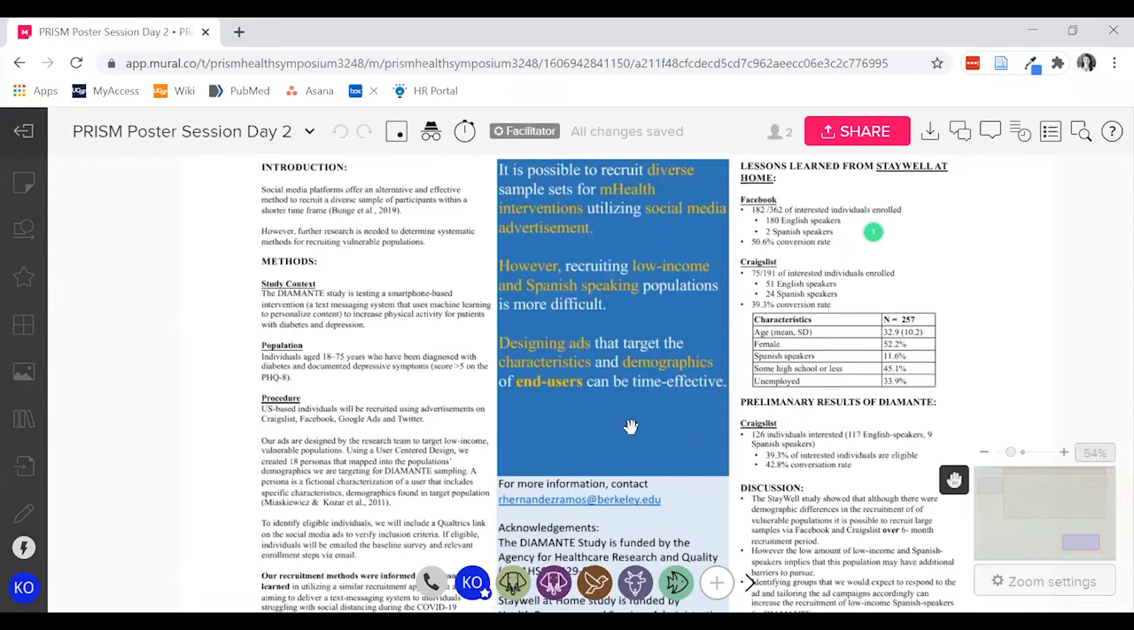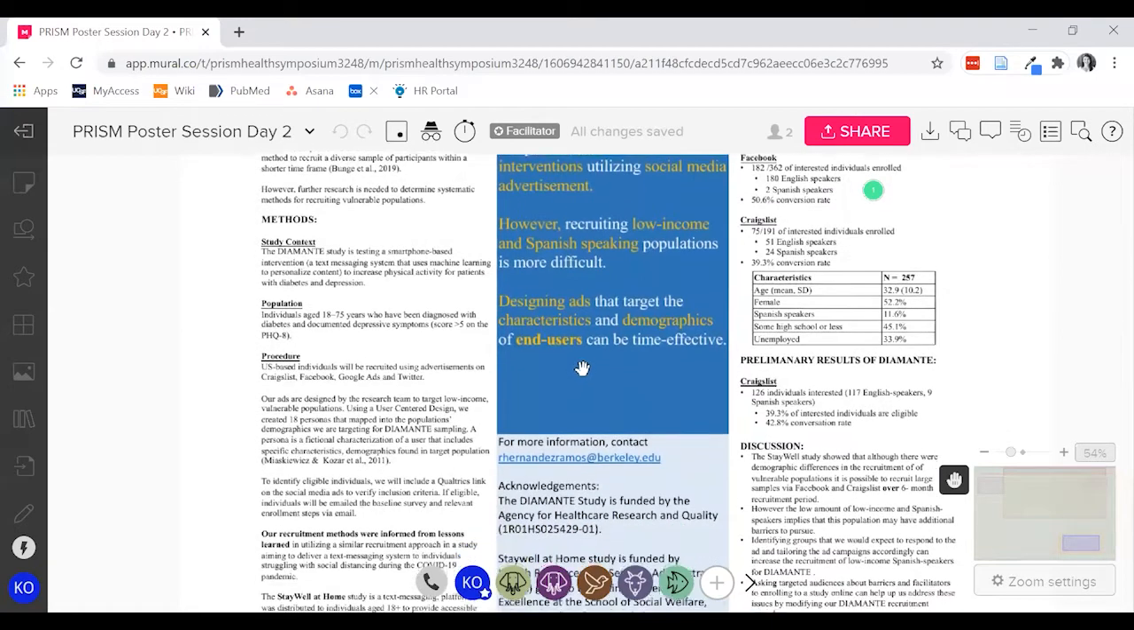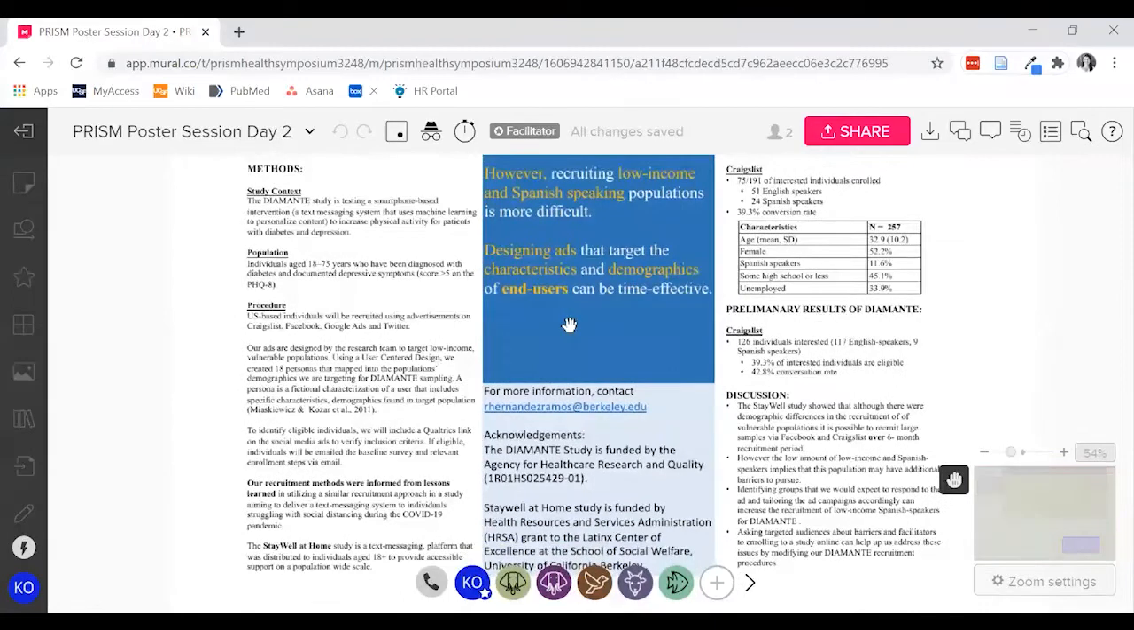The major takeaway from this study is that recruiting via social media is most effective when we implement user-centered design in ad creation, including, for example, using personas, which are physical characterizations of users. When you target those characteristics within the ads themselves, you get a larger sample recruited.